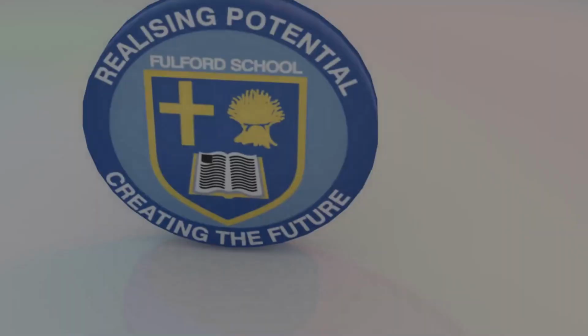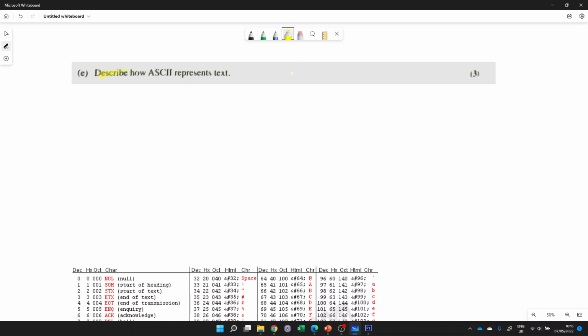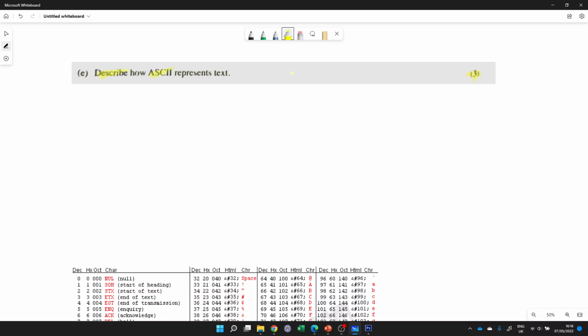Let's go through question 1e of the Edexcel GCSE Computer Science revision workbook. This is again about data representation, and it's asking us to describe, this time for 3 marks, how ASCII represents text. So first of all, we should know what ASCII is.